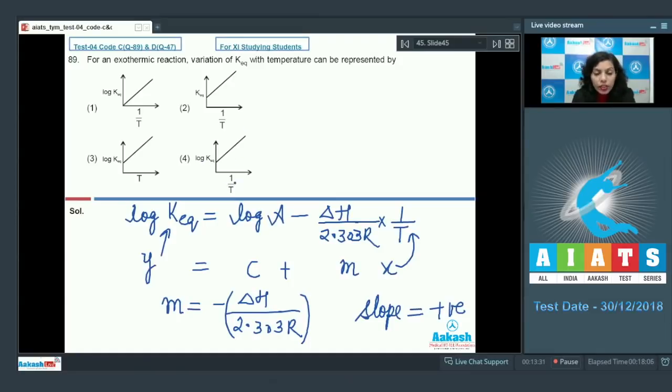On the x-axis, you have taken 1 by T. On the y-axis, you have taken log K equilibrium. That is why this is the graph which is correct for this. A similar graph is also present in option 1, but this is incorrect because here the intercept is not there. That is why I'm not choosing this as the correct option. Only option 4 is the correct one. Let's choose it. I hope this question is clear to you.